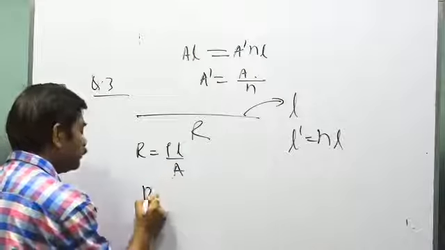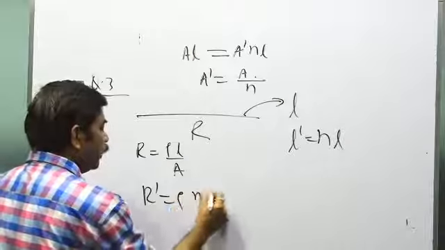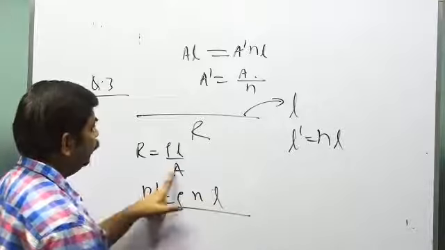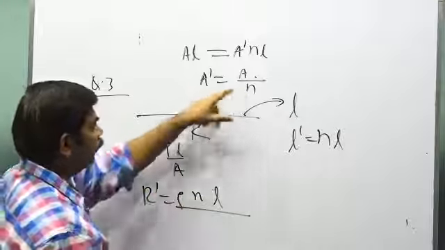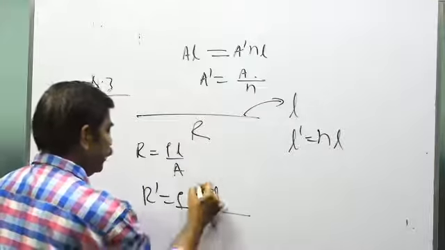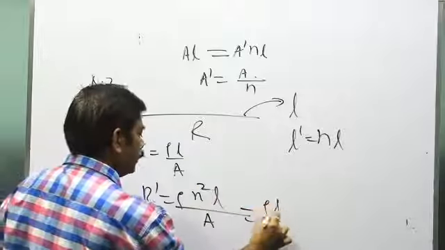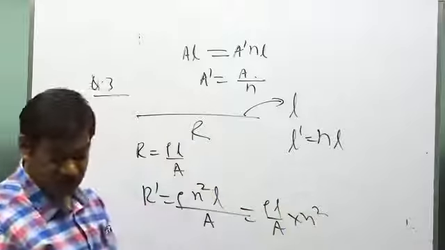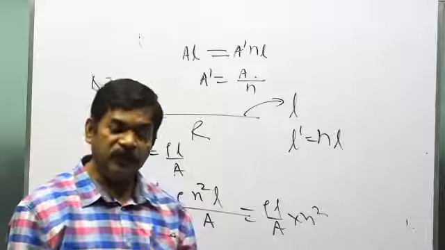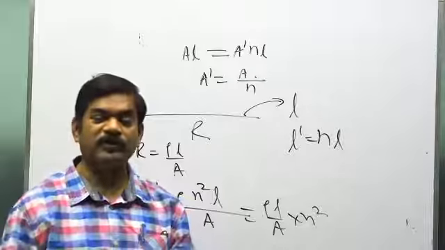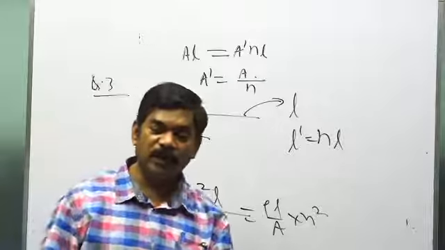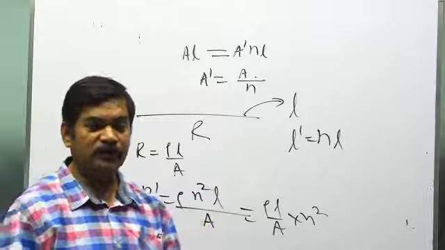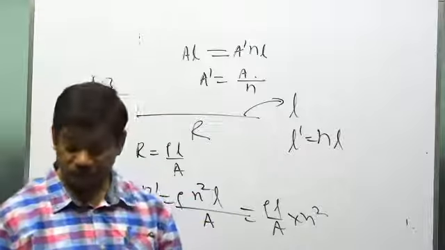So see, R dash becomes equal to what? Rho nL upon what? A dash. So A dash will become what? A by n. This is what? A by n. So this becomes rho L by A, and you see that this is what? n square times of the original resistance. So the initial resistance was R, original resistance was R. So the final resistance becomes what? n square R, and option B was the correct option, that is n square R.